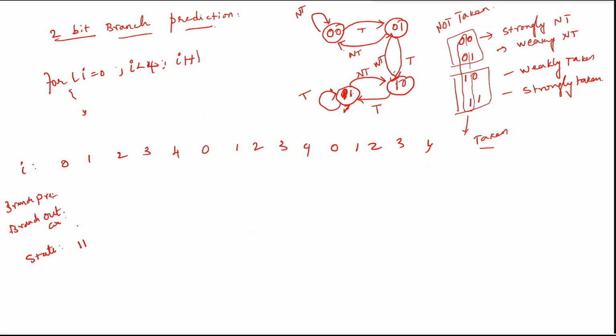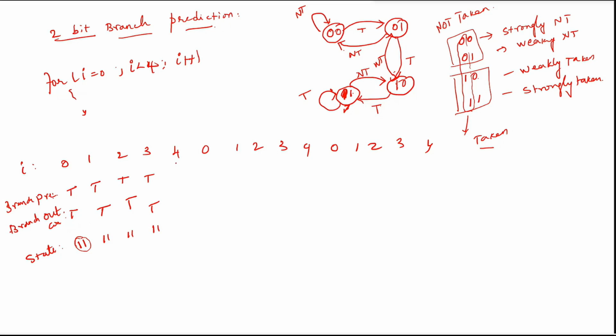Since it is in this state, the branch prediction is taken, and the actual outcome is also taken. When you go to the next case, since it is in the strongly taken state, the branch prediction is taken and the branch outcome is also taken, so it still stays in that state. Here also taken, taken, it stays in that state.